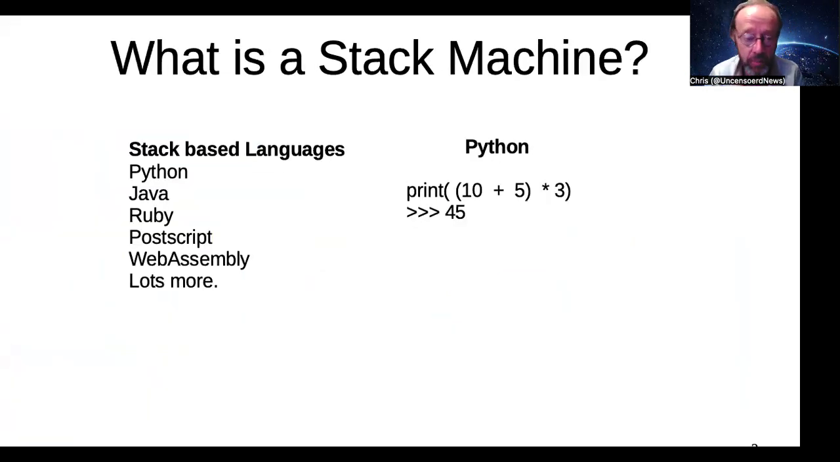Well, many programming languages are actually stack-based. Python, Java, Ruby, PostScript, WebAssembly. Wikipedia has a long list, maybe close to 100. Let's take a look at one of them. Python, it looks like a normal programming language, 10 plus 5 times 3.